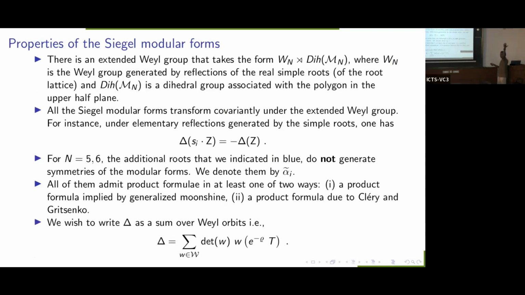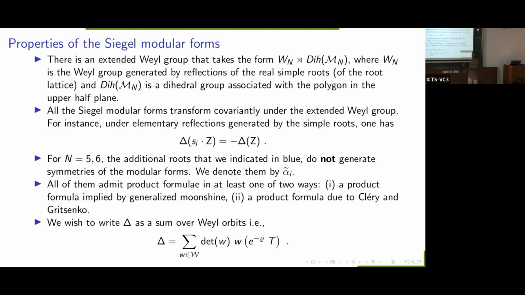So all the Siegel modular forms which I wrote there have certain nice properties, and this is where modularity is important. How do you prove something? You take an elementary Weyl reflection, and if you're able to convert it into an action of the modular group, then you know what is happening.